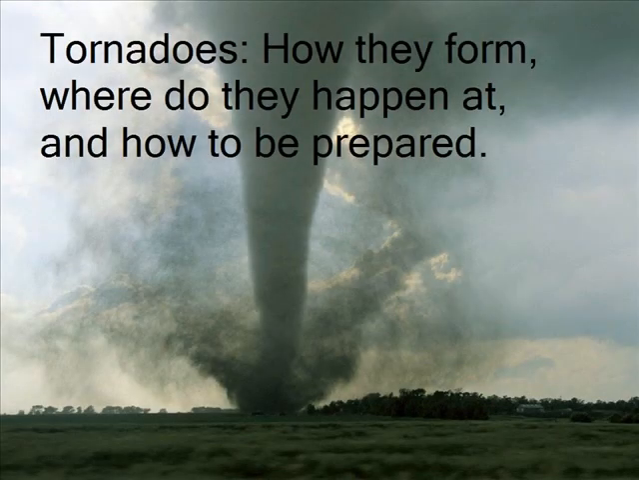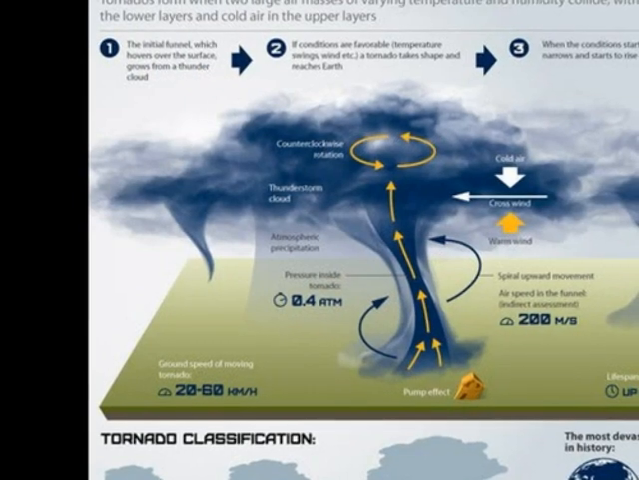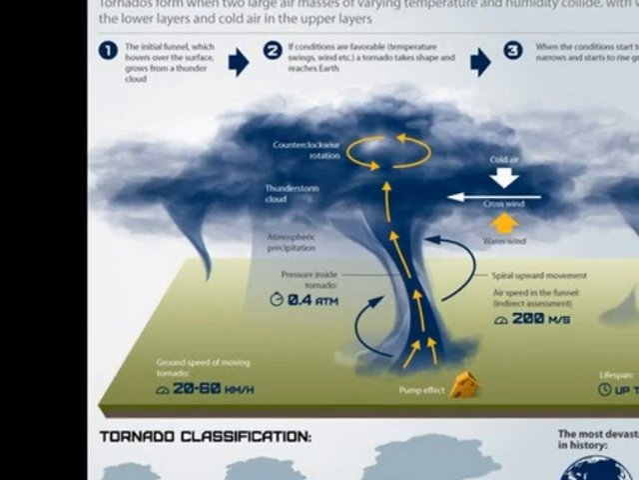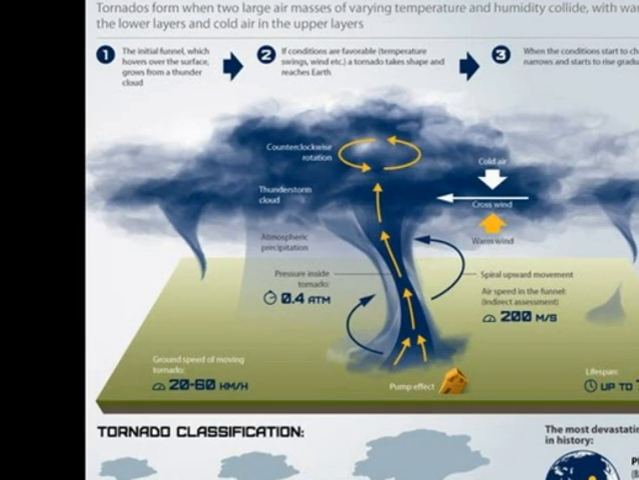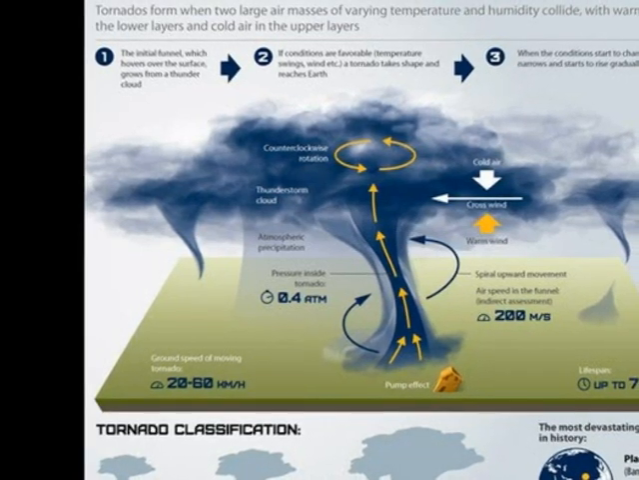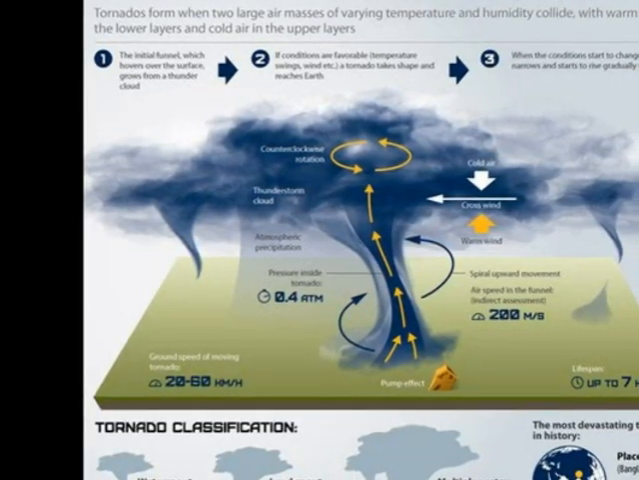Tornadoes, how they form, where do they happen at, and how to be prepared. Tornado formation. Tornadoes form when two large air masses of varying temperature and humidity collide, with warm air in the lower layers and cold air in the upper layers.